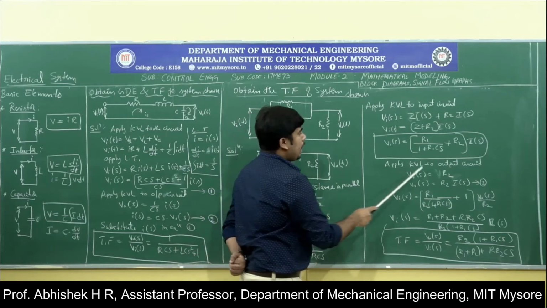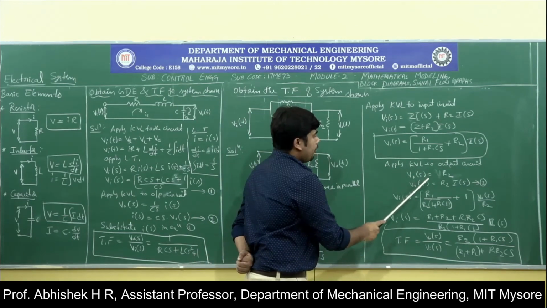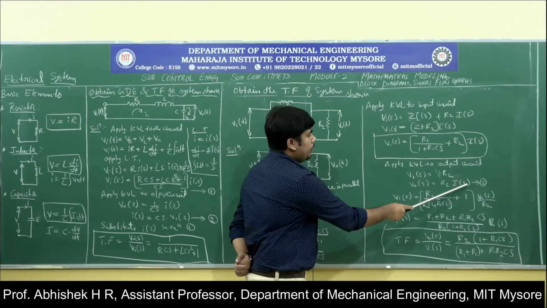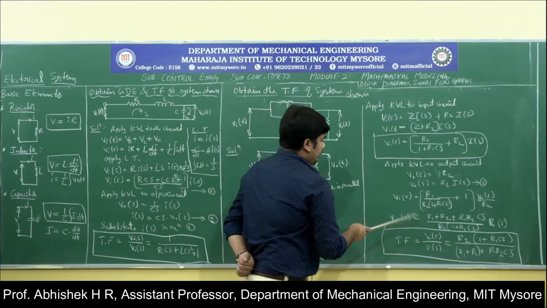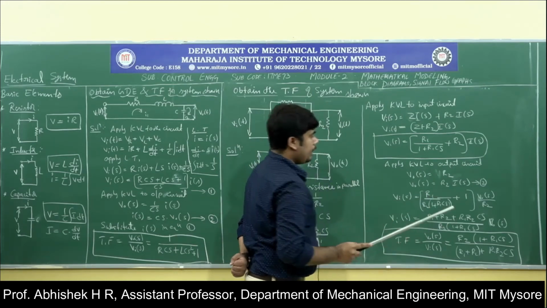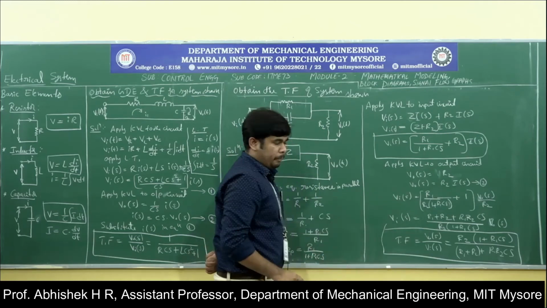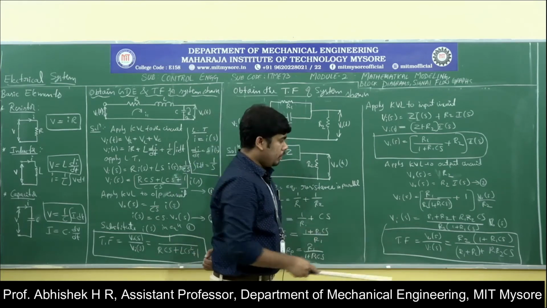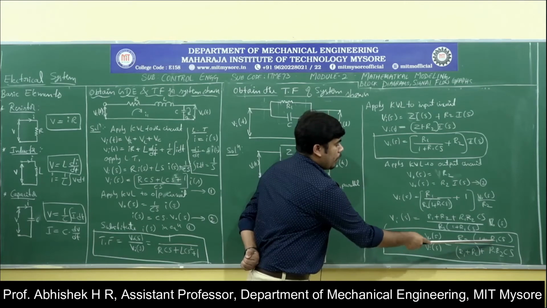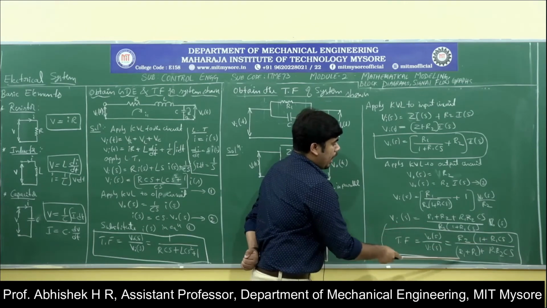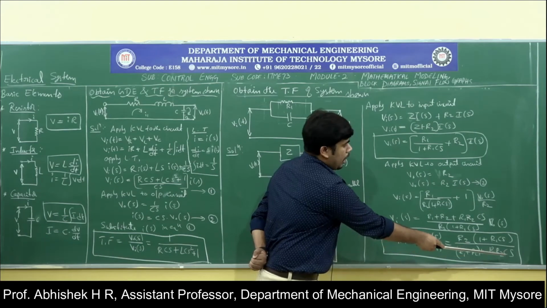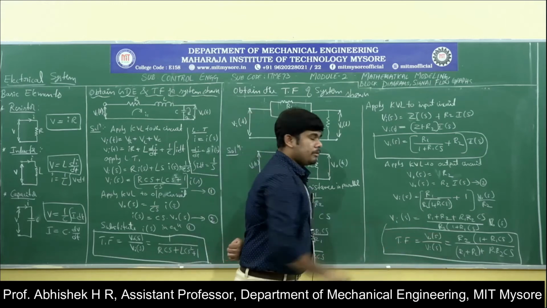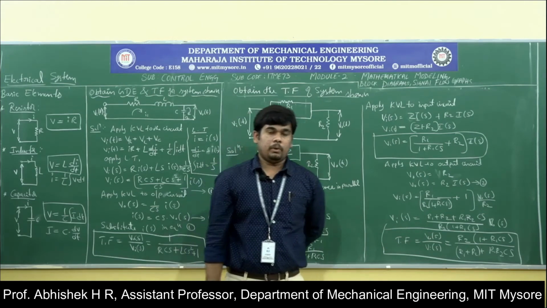And for the output voltage, apply KVL to the output circuit. V0 of S is equal to R2 into I of S. So in place of I of S, we can write V0 of S by R2. Now simplify this equation in terms of output by input. So we will get R2 into 1 plus R1 Cs divided by R1 plus R2 plus R1 into R2 into C into S. So this is the final transfer function expression for the given circuit.